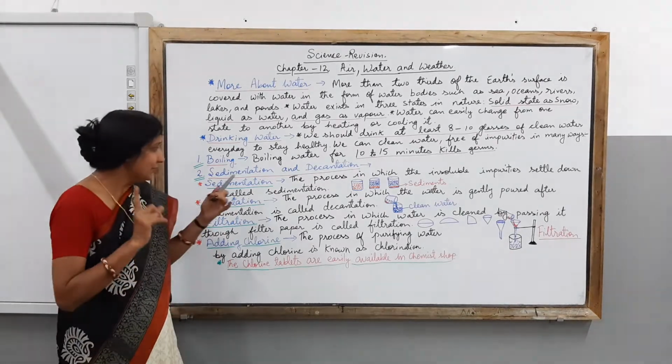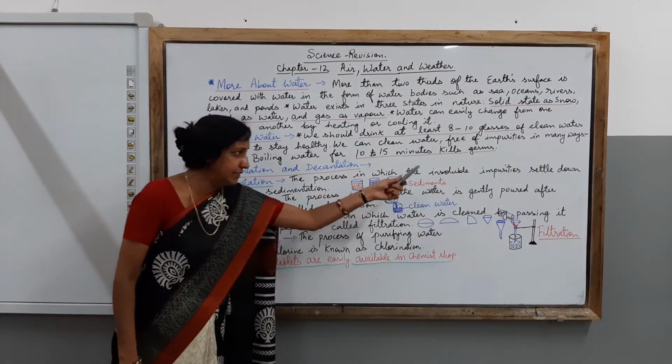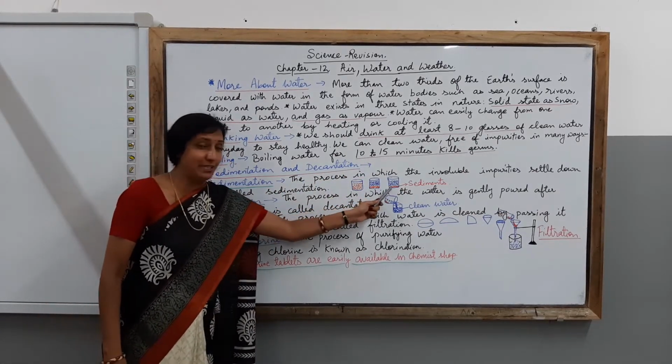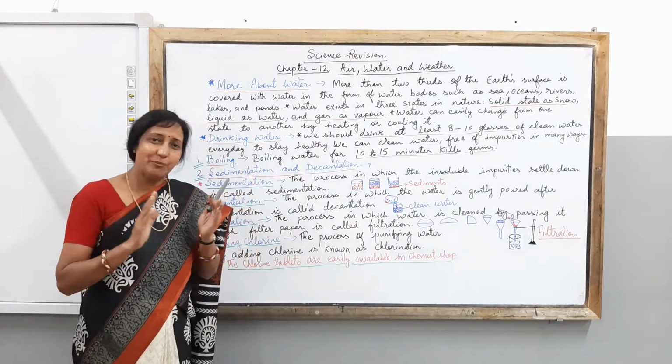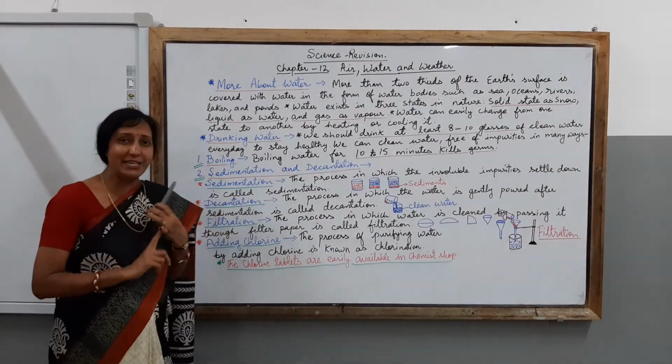Clear, children? So children, remember the process in which the insoluble impurities settle down is called sedimentation. Here you can see the sediments have settled down. So this process is known as sedimentation. Please remember. Clear, children? Next we will know about decantation, children.